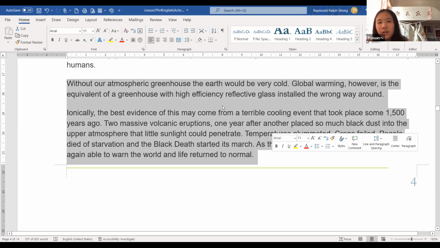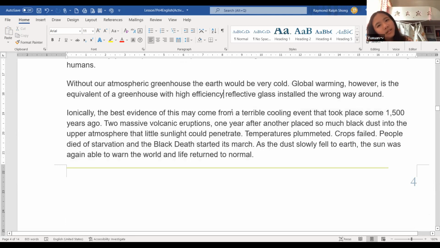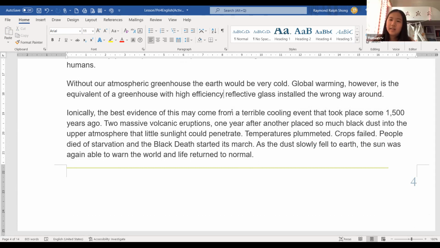Without our atmospheric greenhouse, the earth would be very cold. Global warming, however, is the equivalent of a greenhouse with high efficiency reflective glass the wrong way around. Very sad to say, what you read is true. Global warming is going to be equivalent.